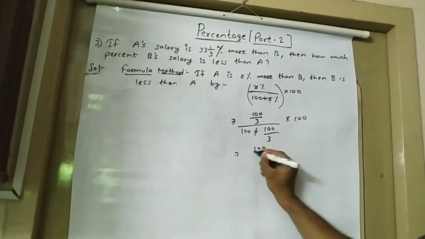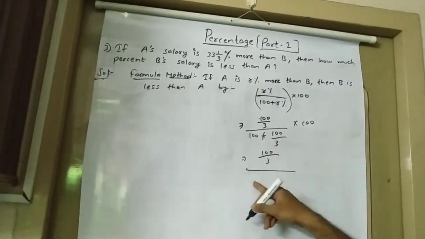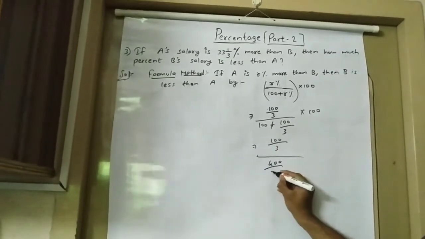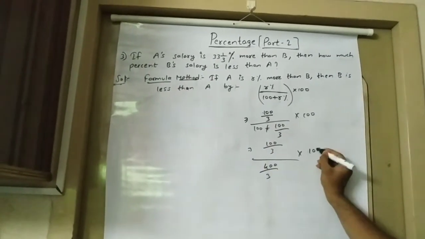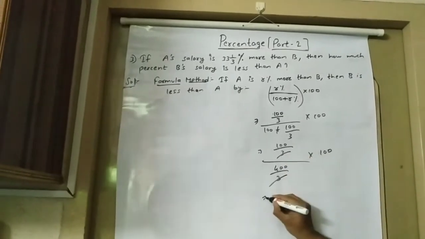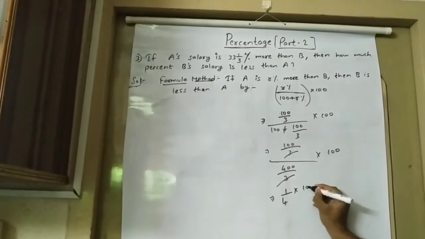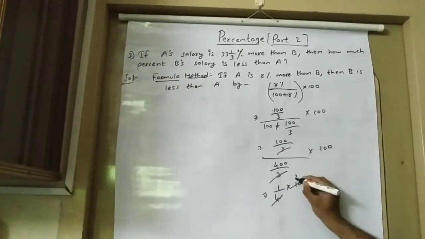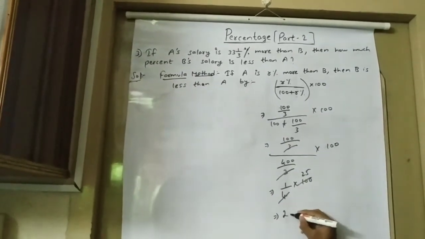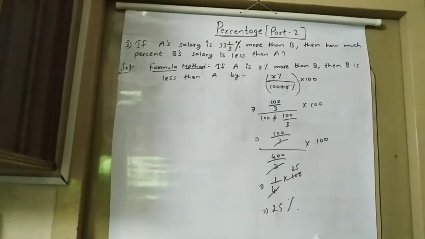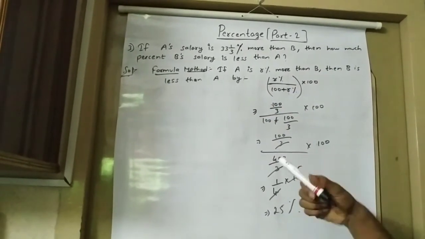So 100 by 3. Take 3 as LCM: 300 plus 100, 400 by 3 into 100. So 3 will get cancelled. So 100 by 400, that is 1 by 4 into 100. 4 25 times, that is equal to 25%. So you can either use this formula method or you can proceed by the previous method.